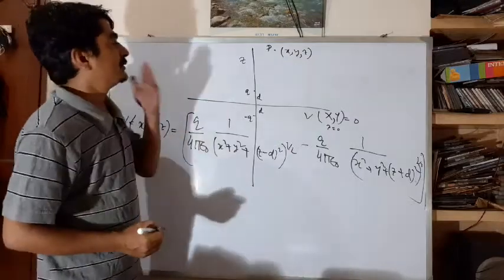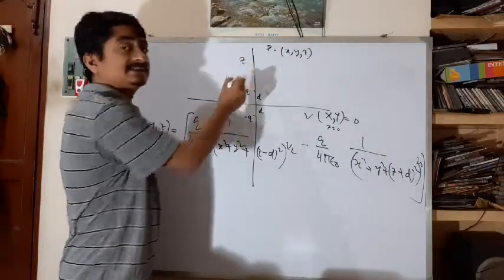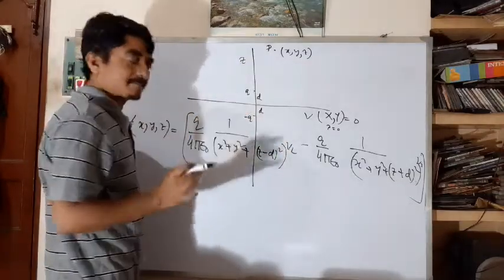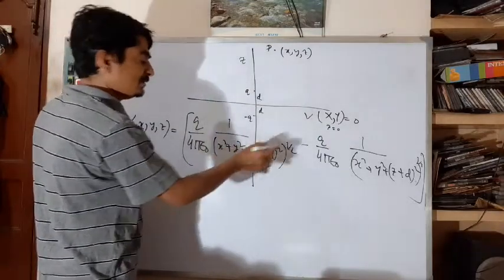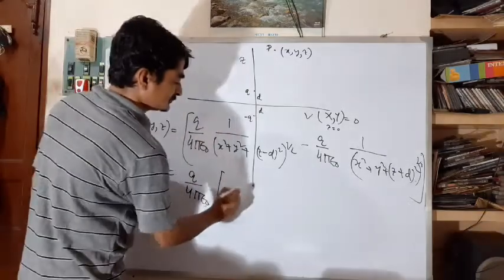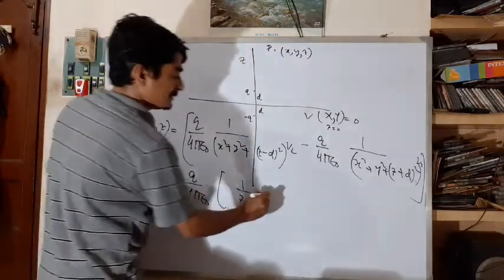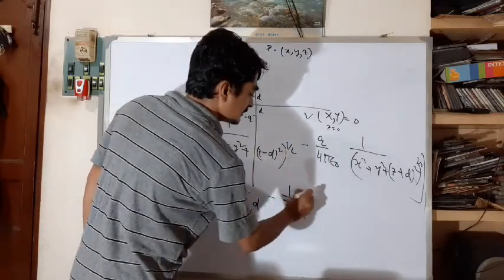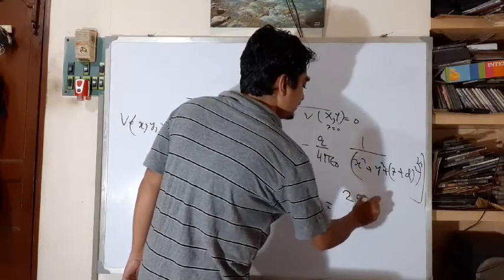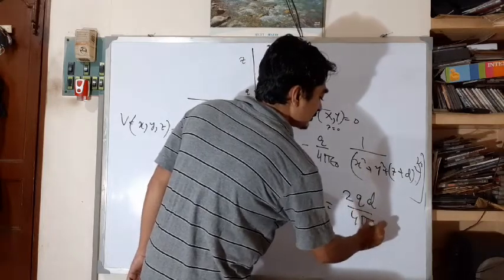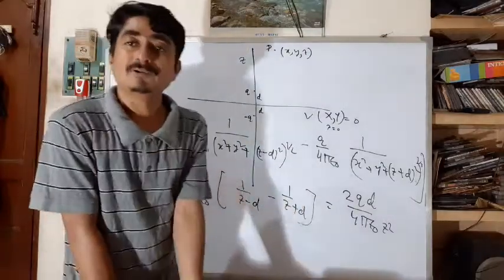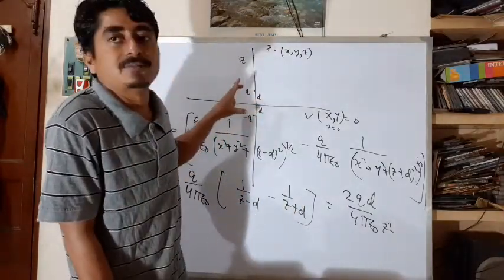Suppose we are considering only along the z axis, that is x and y both are 0 and z is far away from this point. So for that case, x 0, y 0, the result will be 1 by z minus d minus 1 by z plus d. Finally it will be 2 q d by 4 pi epsilon naught z square. This is nothing but the potential due to a dipole. So this is a dipole problem.